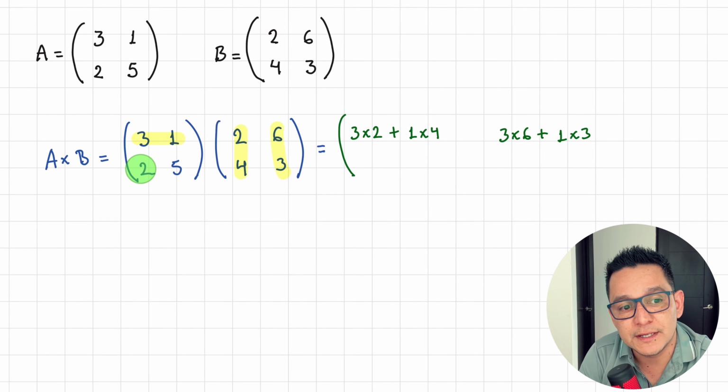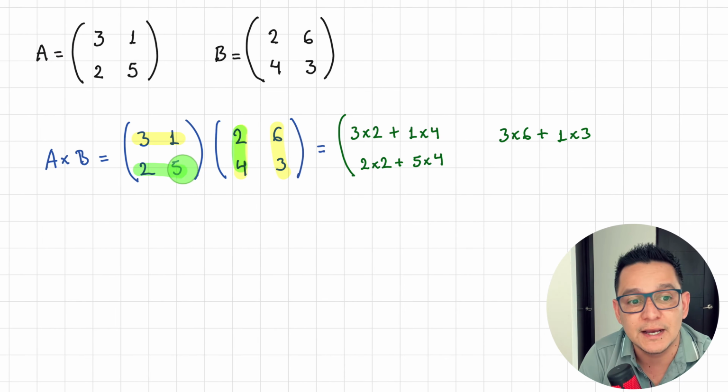Now I'm going to multiply this second row by the first column, and how do I do it? Well, in the same way. So I multiply 2 times 2, and we're going to put it here. 2 times 2, then plus. And I multiply 5 times 4. We put it here. 5 times 4.